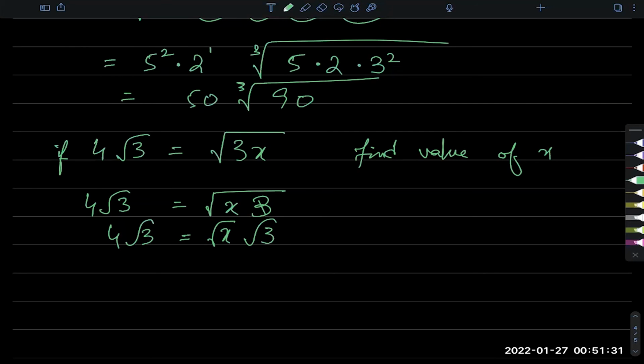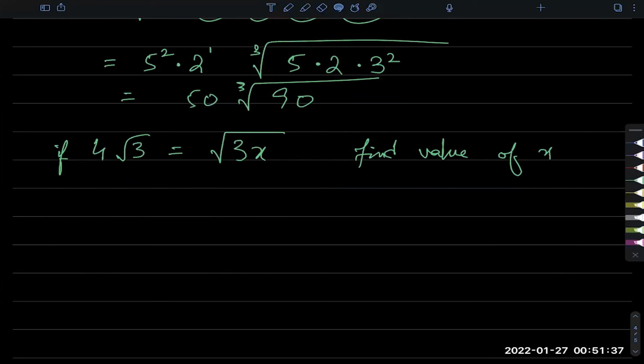I don't get this, sir, now. I'll start over. Do you understand the question? Yeah. So we have 4 times square root 3 is equal to square root 3x. And I want to know what x is.